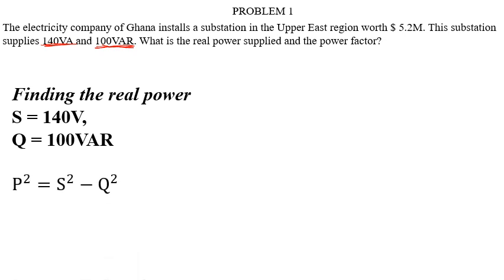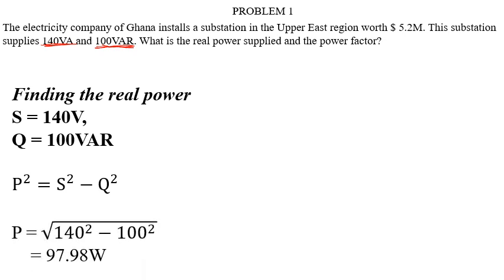P squared is equal to S squared minus Q squared, because I know S and Q, so I just have to find P. Doing that and making P the subject, I find my real power as 97.98 watts.